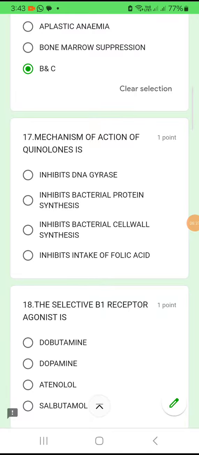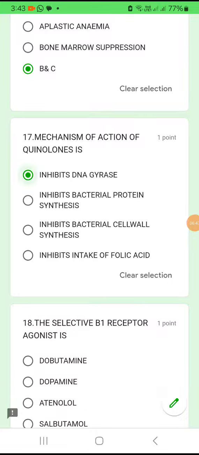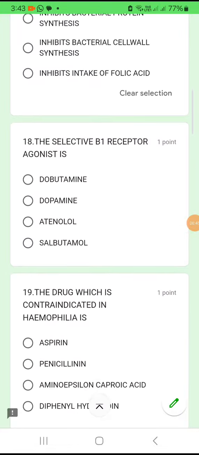Question number 17. Mechanism of action of quinolone. Quinolone is by inhibiting what? By inhibiting DNA gyrase or by inhibiting bacterial protein synthesis or by inhibiting bacterial cell wall synthesis or inhibiting intake of folic acid. So remember, the drug quinolone is always related to DNA. Okay, DNA gyrase. Okay, so it inhibits DNA gyrase. Option A is the answer.